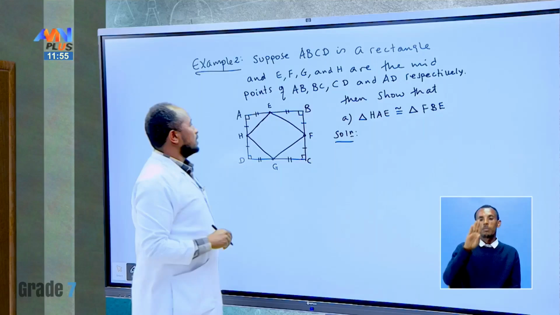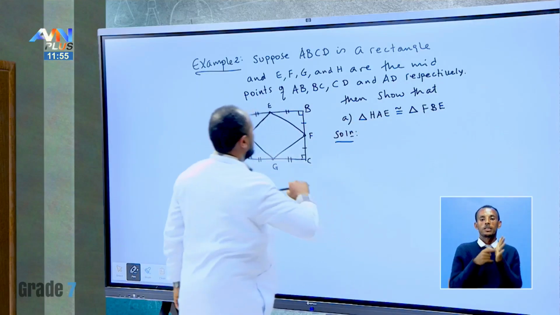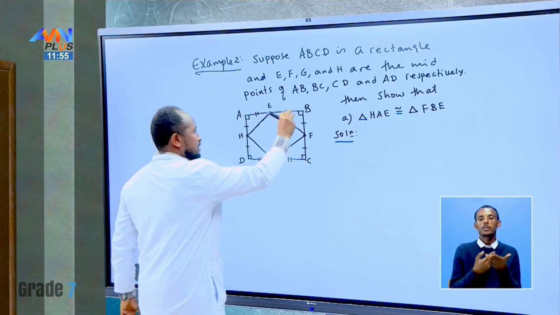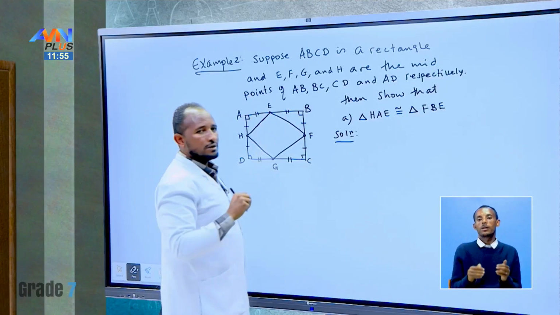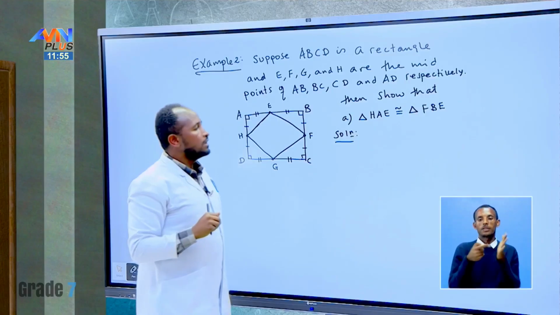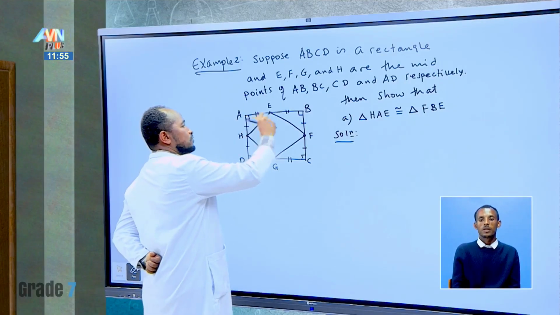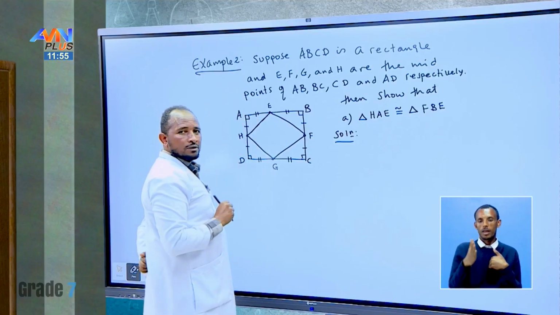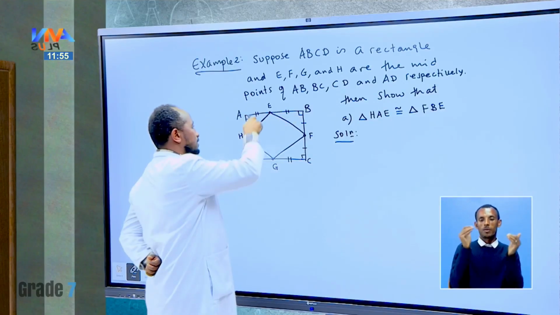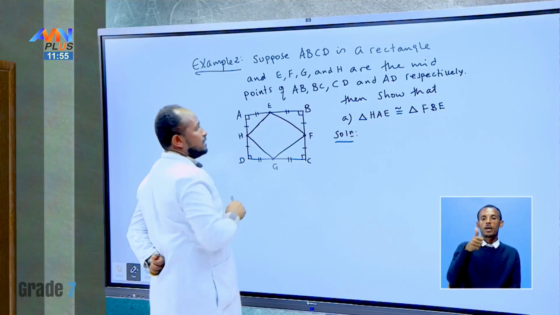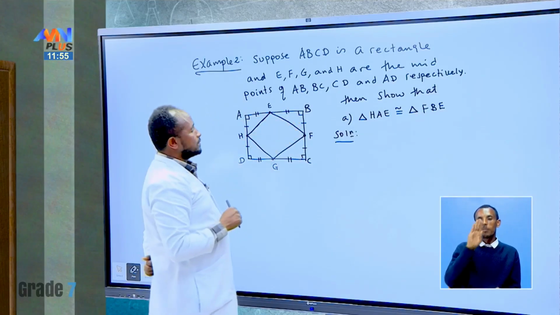Now, here the question is, show that this smaller triangle is congruent with this one. If you cut out this triangle and put it on this, it fits. So show this. To show this, look at the triangles. The corresponding sides of these triangles are congruent. AE and BE are the same. AH and BF are also congruent.